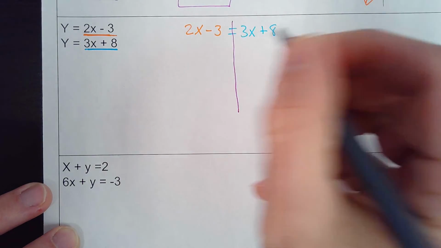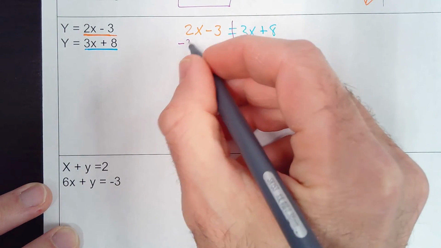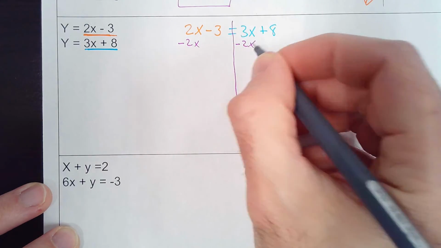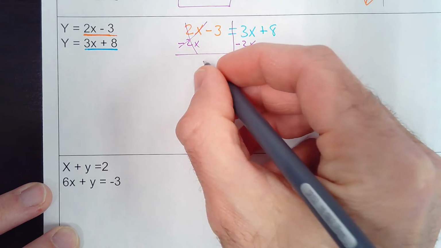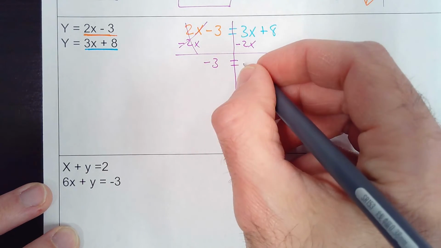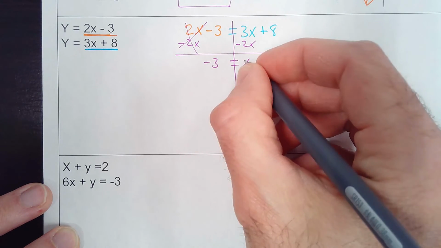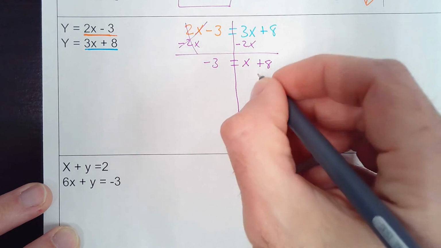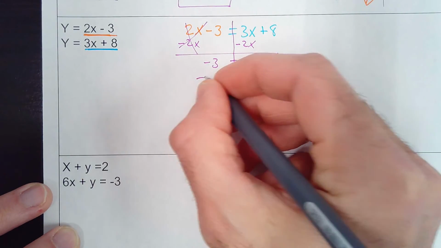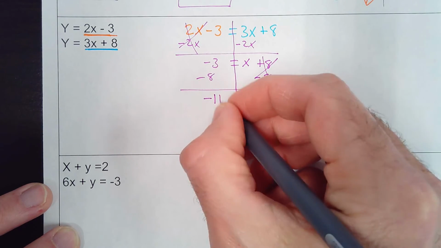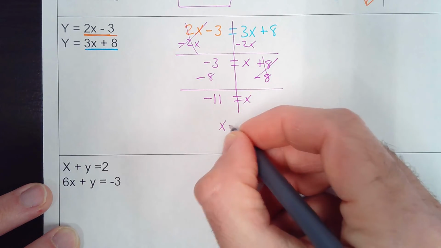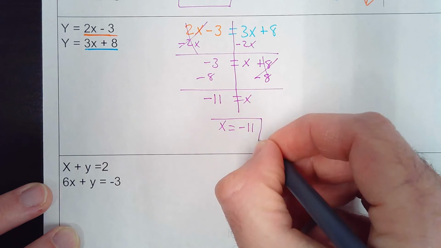Go down here and solve. I'm going to say minus 2x, minus 2x. Cancel that out. I'm left with negative 3 equals 1x, or just x plus 8. Minus 8, minus 8, cancel out, negative 11, x equals negative 11.